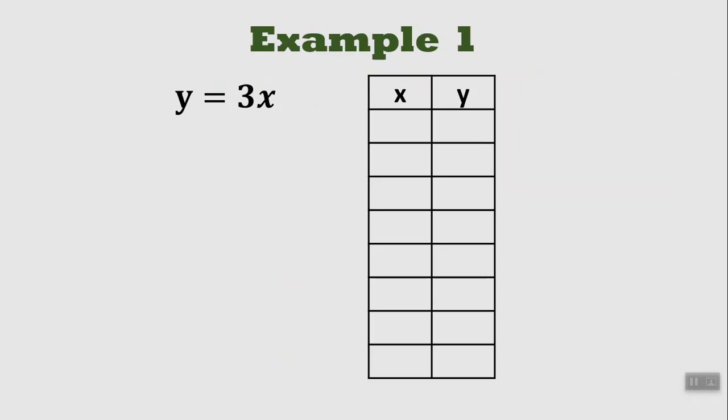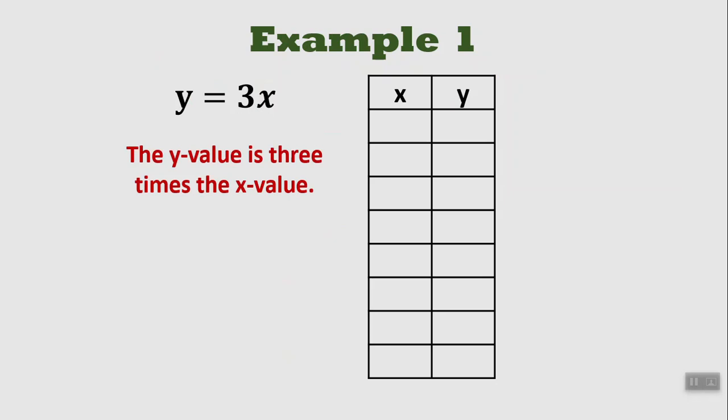So let's consider another example, example 1. Here's a new relationship between x and y: y equals 3x. So take a minute and write down what you think that means in words. All right, we could say that the y value is 3 times the x value.